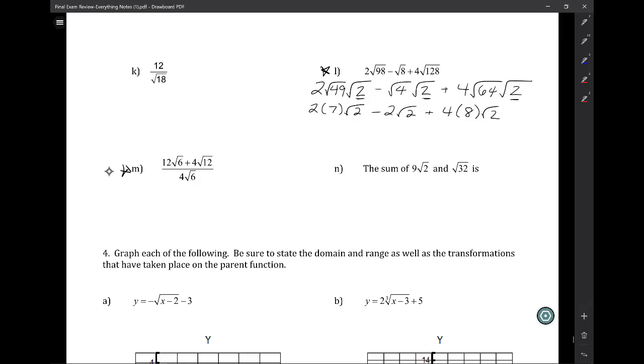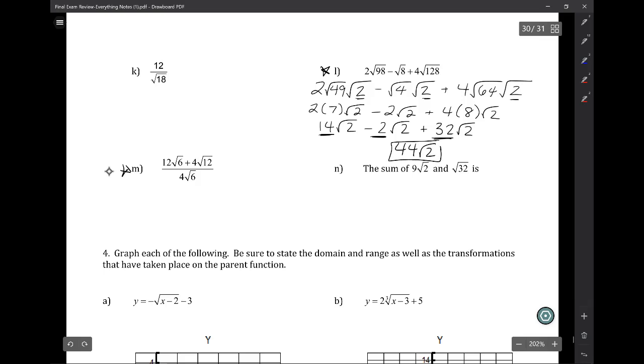So I took the square root of 49, I took the square root of 4, I took the square root of 64, and now I can find my coefficients and add them up. 14 minus 2 is 12, and 12 plus 32 is 44 radical 2's. That's your final.